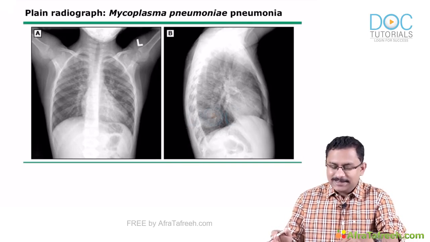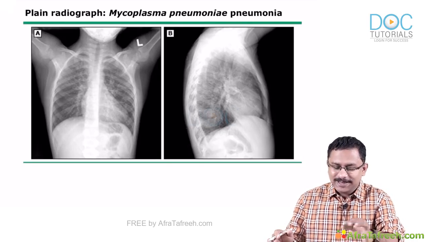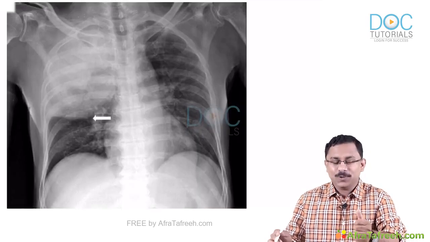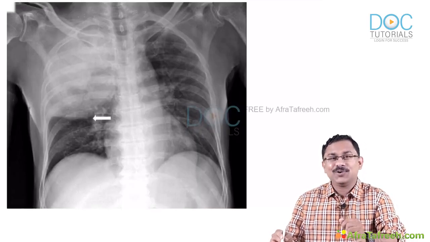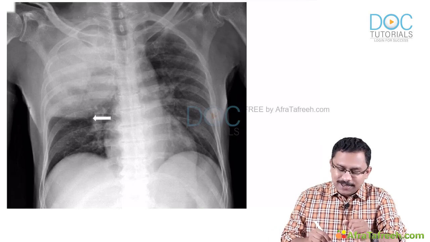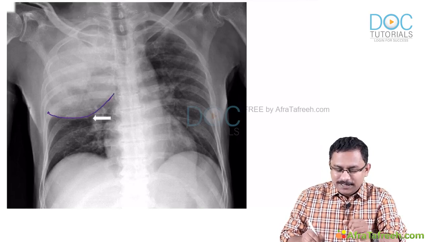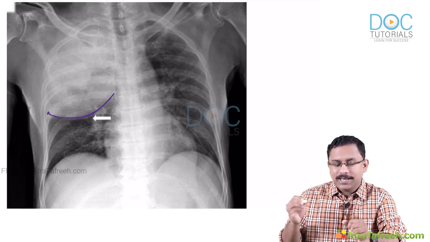And this is another patient. I'll first show this X-ray where you have an obvious arrow. But remember, in your exam, you're not going to get these arrows. So this is where you have an area of consolidation and you have the fissure being pushed down.